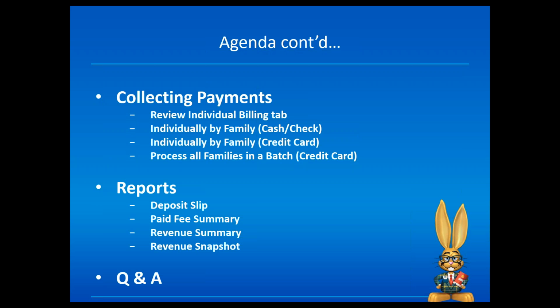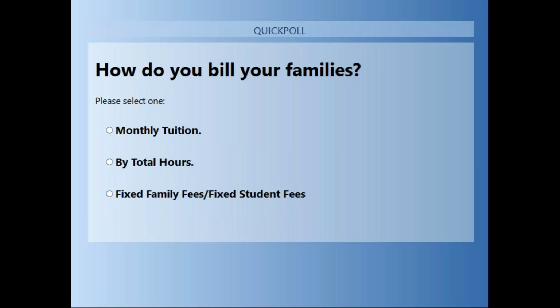So before we get underway, I would like to run a couple of quick polls just to get a sense of how you operate in your facility. The first poll I'd like to do is, how do you bill your families? Jackrabbit allows you to bill families based on a monthly tuition or also by total fees, and in some cases fixed family or fixed student fees. So I'm going to launch this poll. If I can just have you give a quick response to that, that'll give me some insight, and I can customize this to your specific needs depending on how the results are.